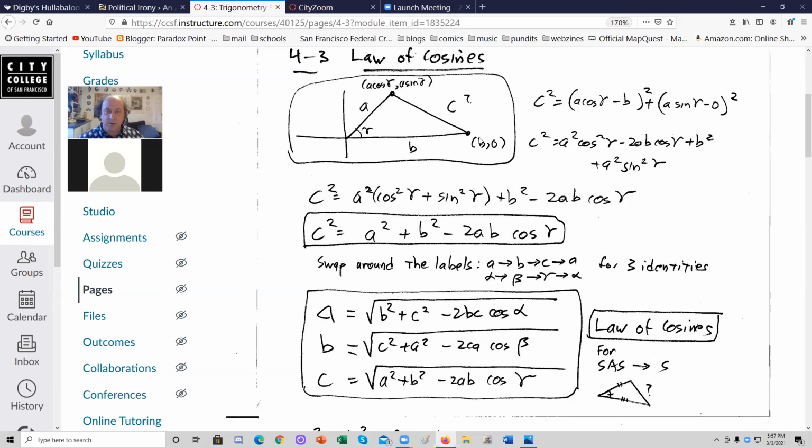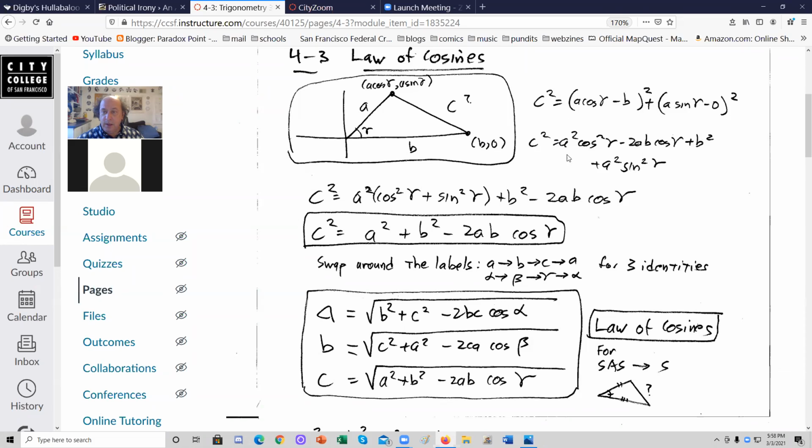C is the distance between these 2 points. And okay, Pythagorean rule, the distance formula. C squared is difference of x's squared, A cos gamma minus B, squared, plus difference in the y values squared, A sine gamma minus 0 squared. Okay, we square this binomial to A squared cos squared gamma minus 2AB cos gamma plus B squared. The 0 drops out and you just get A squared sine squared gamma.